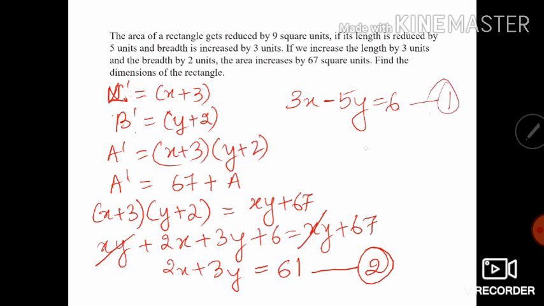Solve these two equations by any method: elimination, substitution, or cross multiplication, and find the values of x and y, which are to be written with the unit, because x is length. So whatever answer you get, you have to write down in the units which are given in the question. In this particular question, no units are given, so you will not write down units.